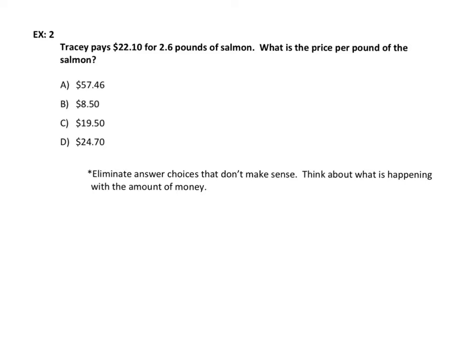So now let's look at the example. Tracy pays $22.10 for 2.6 pounds of salmon. What is the price per pound of the salmon? Now I told you in the last slide, when we're trying to get down to one thing, so here it's price per 1 pound, it's going to have to divide. When we do that, our numbers are going to get smaller. Since our numbers are getting smaller, we can go ahead and eliminate answer choice A, because that gets bigger, and D, because that gets bigger. So now we're down to a 50-50 shot, and that's much better.